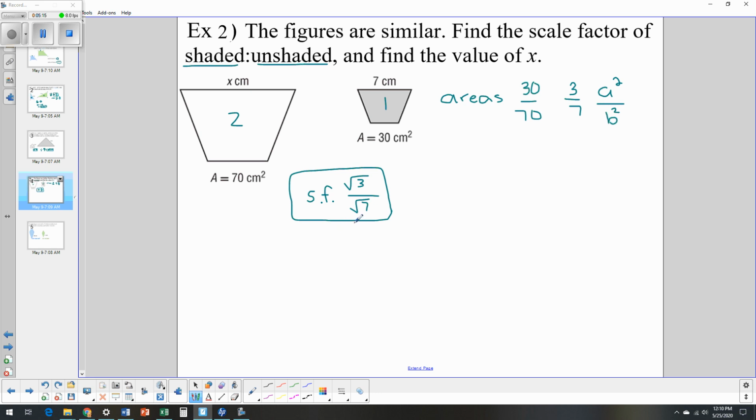Now that I know the ratio of the sides of this figure to this figure is root 3 to root 7, I could set up a proportion to find the missing side. So I'm going to take 7 to x. So if I cross multiply this, root 3 x equals 7 root 7. Divide both sides by root 3, and we get about 10.7. And that's fine. We could leave it like that.